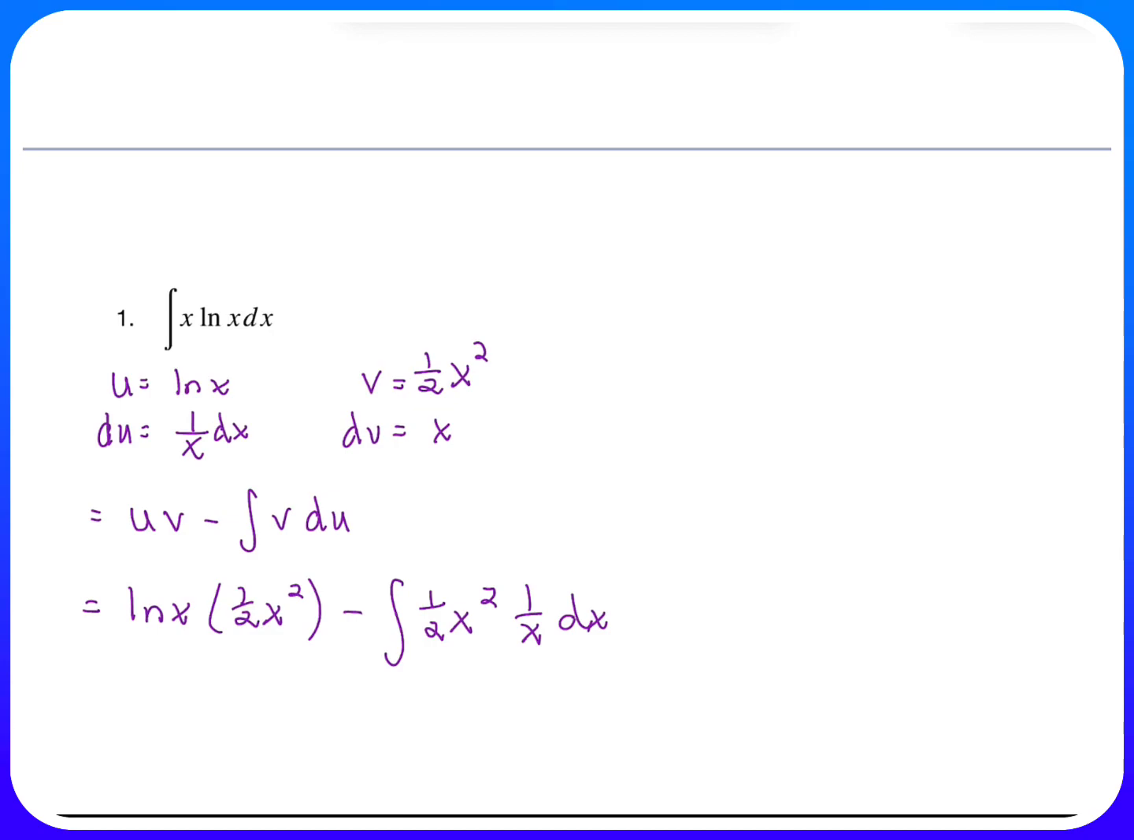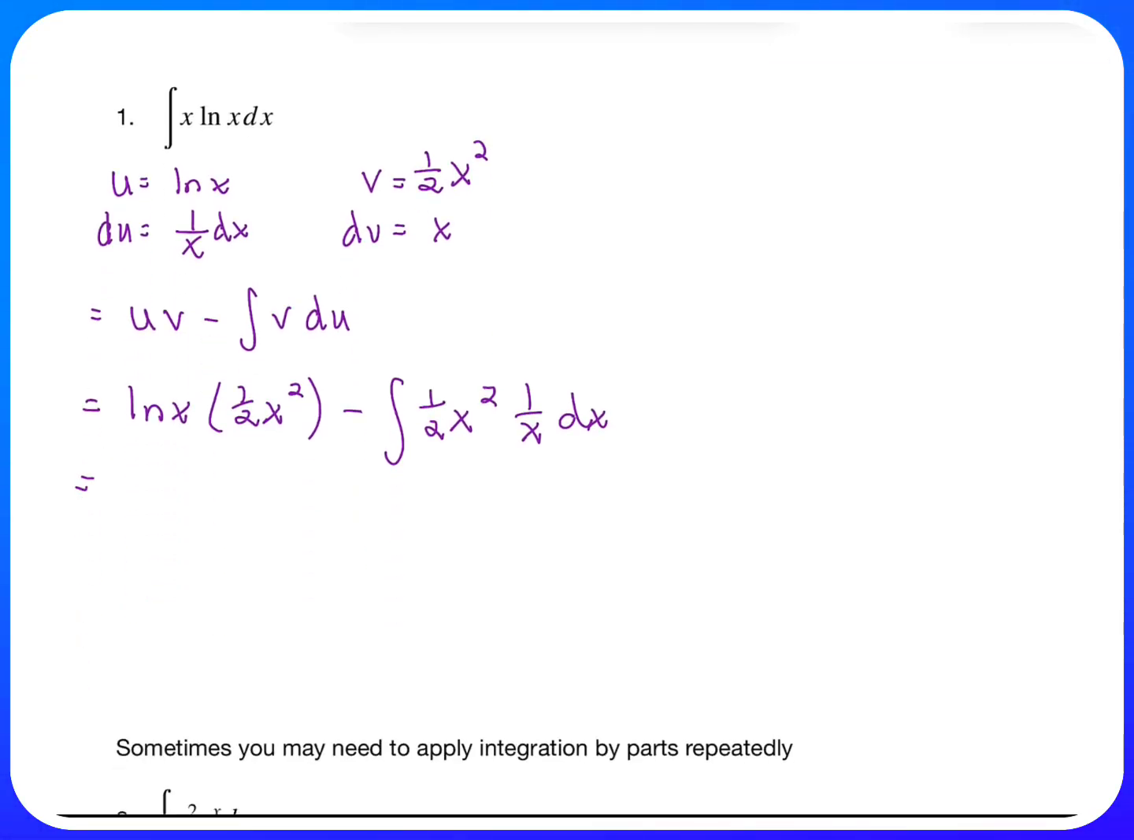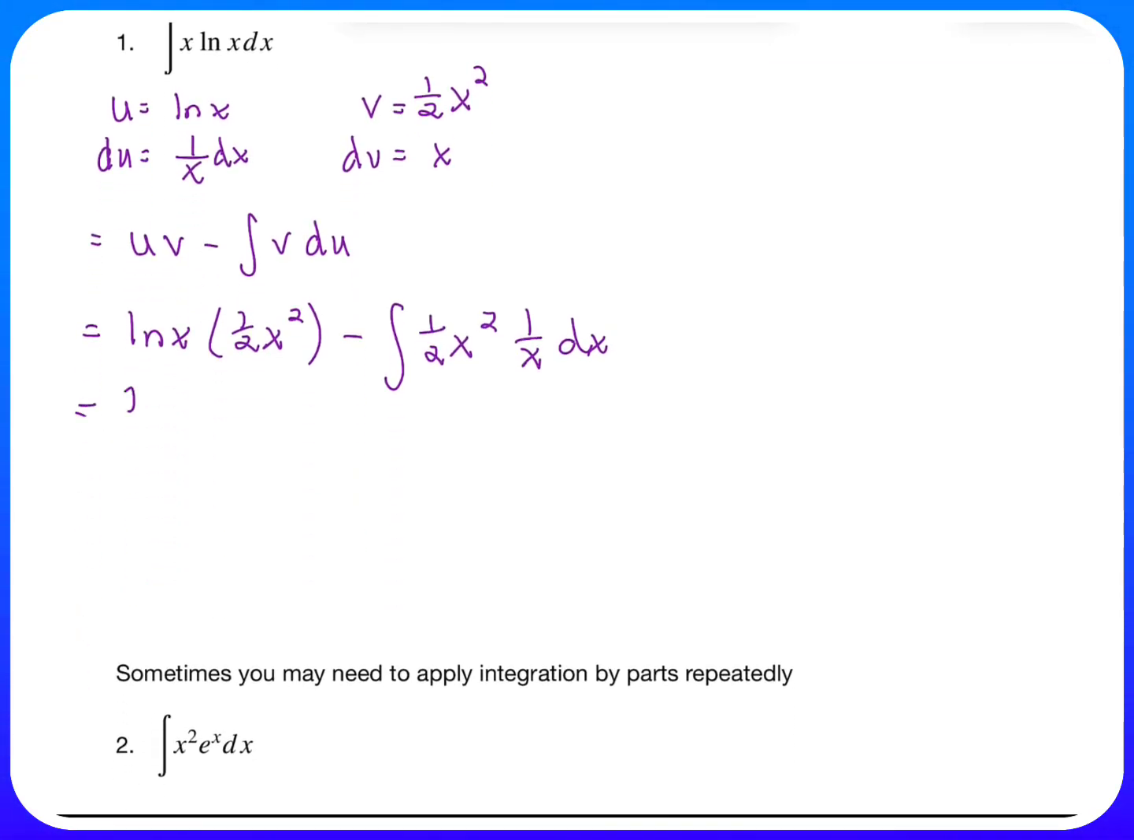All right, let's simplify. The first term, I really can't do anything with. It's just going to be x squared over 2 times the natural log of x. And then here we can cancel out an x and bring out the 1/2, and we get 1/2 the integral of x dx. See how easy that is to integrate?